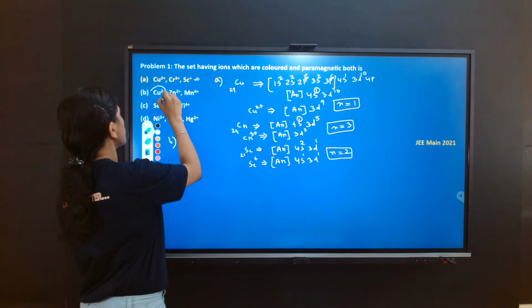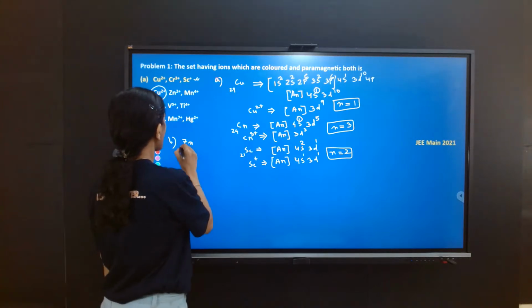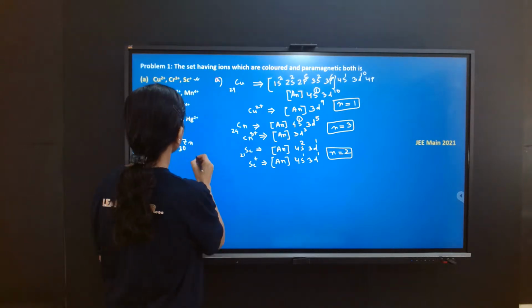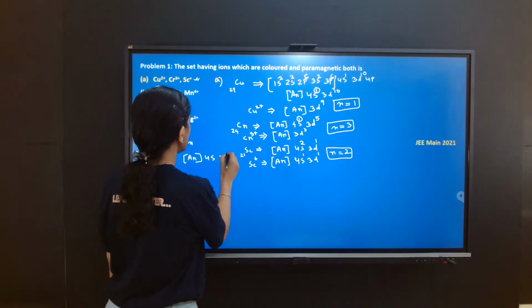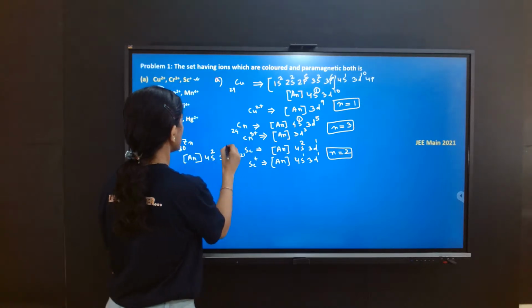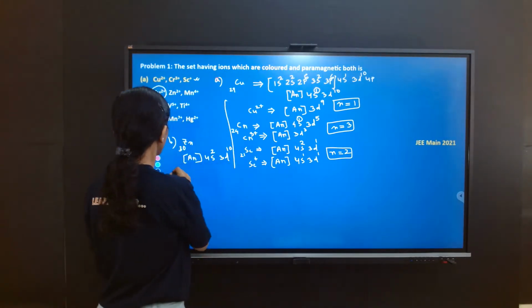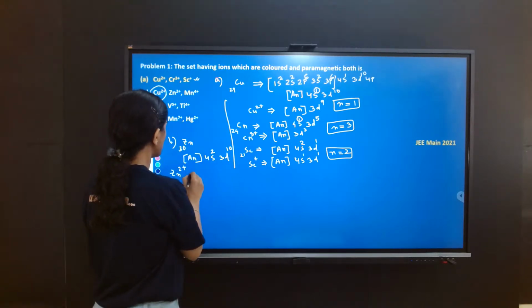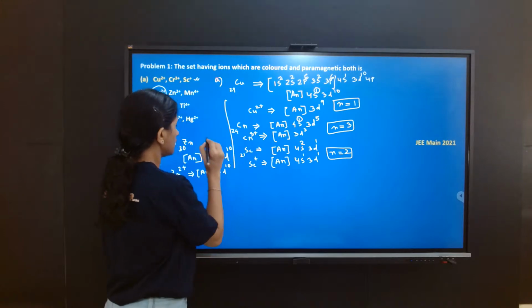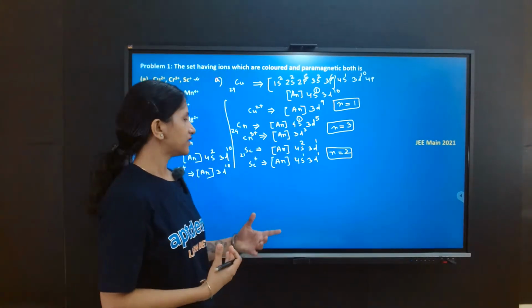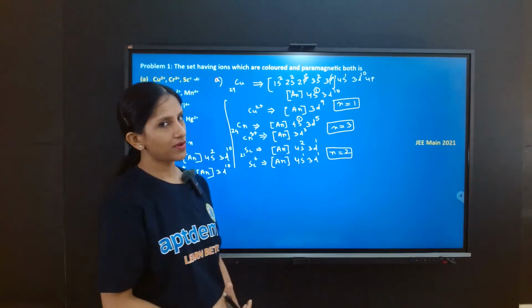In B, we have already done copper 2 plus, which is paramagnetic and colored. Let's check Zn 2 plus. Zn has atomic number 30. If you consider the electronic configuration of argon and 4s and 3d, so 18, 20, and 30. Now, we consider Zn 2 plus. So we will end up with argon 3d10. It is diamagnetic in nature because this is a d10 configuration and it does not have any unpaired electrons.